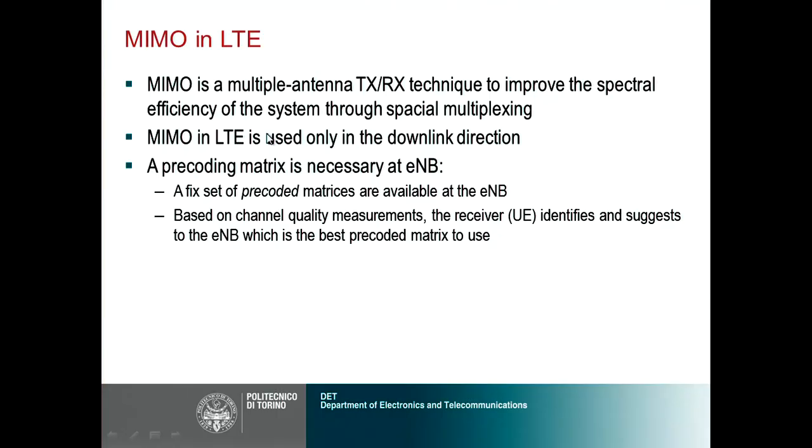In LTE, MIMO is only used in the downlink direction. So you don't have MIMO encoding in uplink. It's only in downlink. And you need a pre-coding matrix. What is a pre-coding matrix? I don't want to get into too many details here because you would need a whole lecture to talk about MIMO, but I just want to give you the feeling.